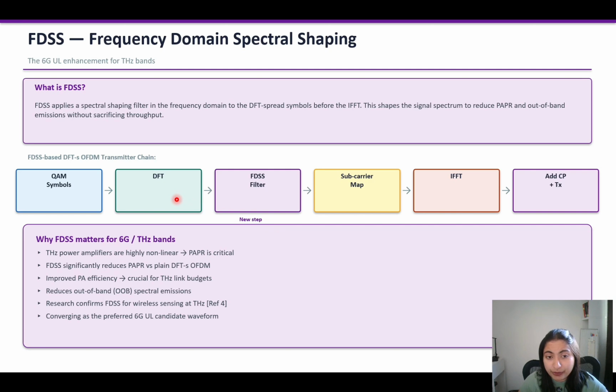So this is added in between the DFT-s or DFT step, and then there is a subcarrier mapping. So this is a relatively small addition to an existing transmitter chain. So why does this matter so much for 6G?